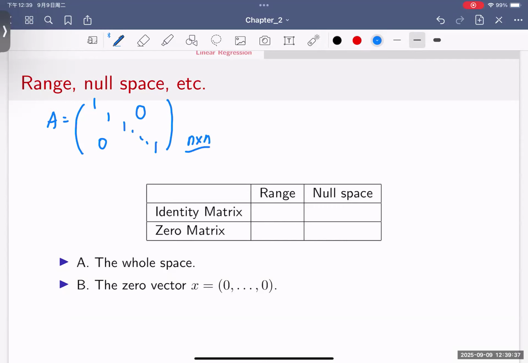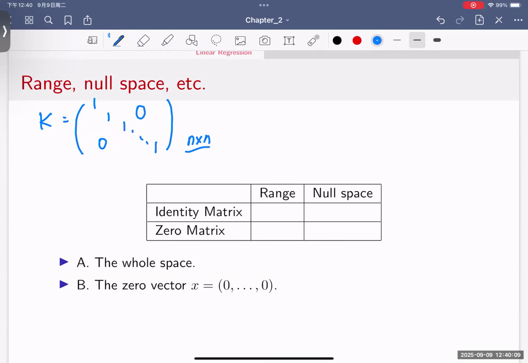Now we want to consider what the range and the null space of A are. To distinguish this matrix, let's use K to stand for it. Here we have two choices. The first choice is that the range is the whole space, the whole R^n space. The second is that only the zero vector is in the range. It's easy to see, based on our definition.